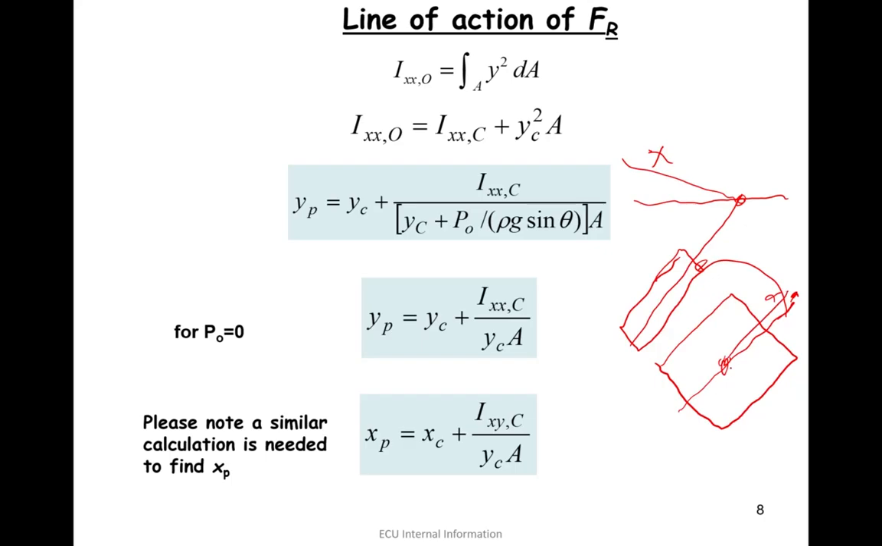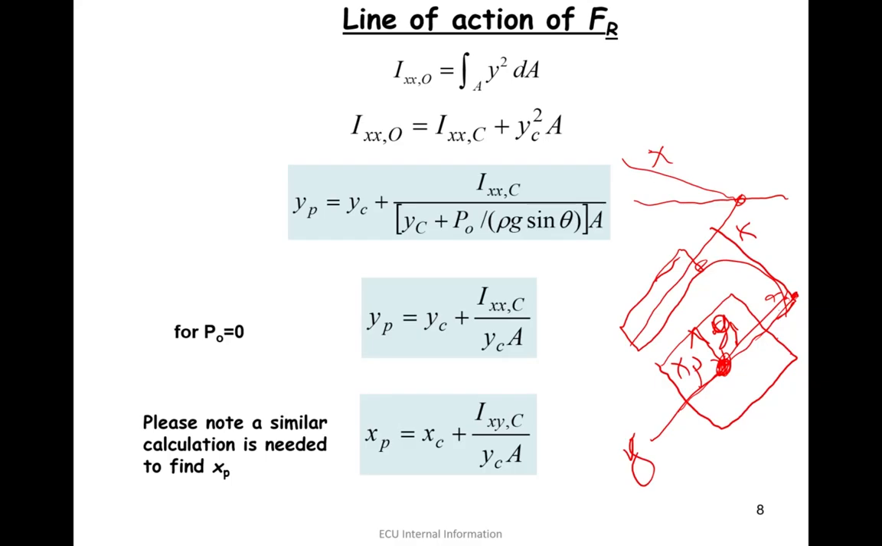But how about xp? Because this one is y and this one is x direction. So in the x direction, we will have xp as well. That means this point, which is the center of pressure, will have two coordinates, one x and one y. But in most cases we can ignore it and assume xp is 0.